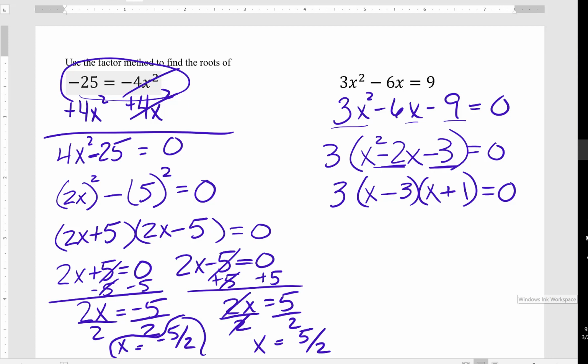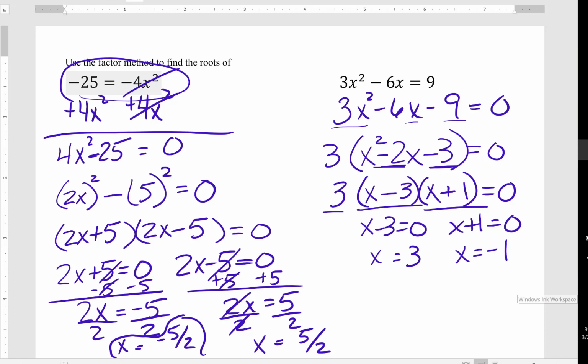All right, so now you've got three factors multiplied together to give you 0, so one of them has to be 0. Here are your three factors: 3, x minus 3, and x plus 1. 3 can't be 0, so we don't need to worry about that. X minus 3 could be 0, and x plus 1 could be 0. If you add 3 on both sides of this equation, you get x equals 3. If you subtract 1 on both sides of this equation, you get x equals negative 1. So these are the two solutions to this quadratic, and if you plug them in, you'll find out that they actually do work.